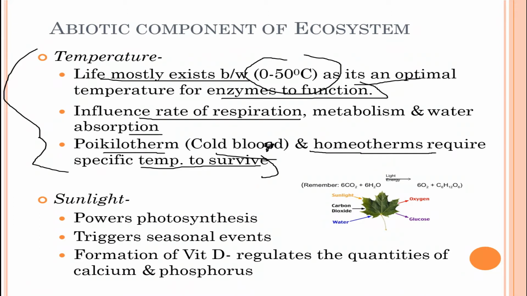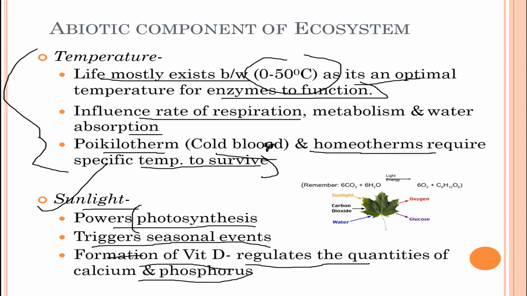Also talking about the second factor, which is sunlight. Sunlight powers photosynthesis. Sunlight is the essential part for having photosynthesis, and it triggers seasonal events, and it helps in the formation of vitamin D, which regulates the quantities of calcium and phosphorus.